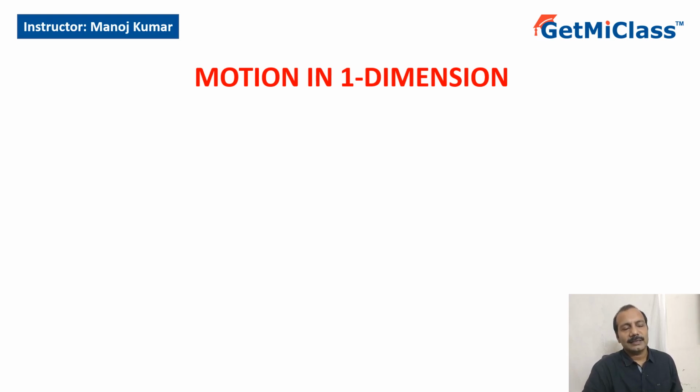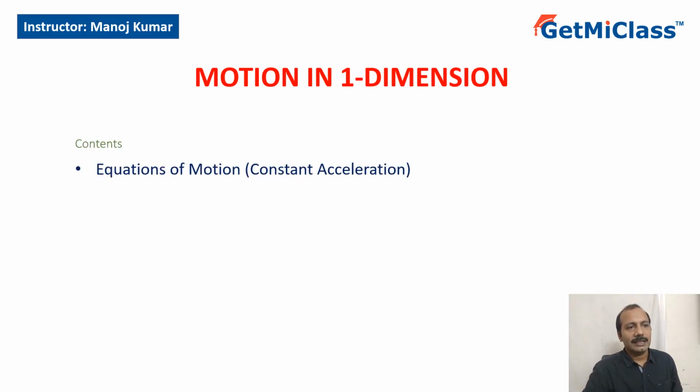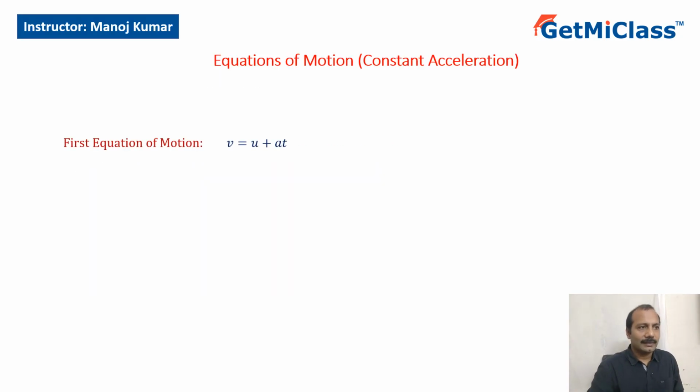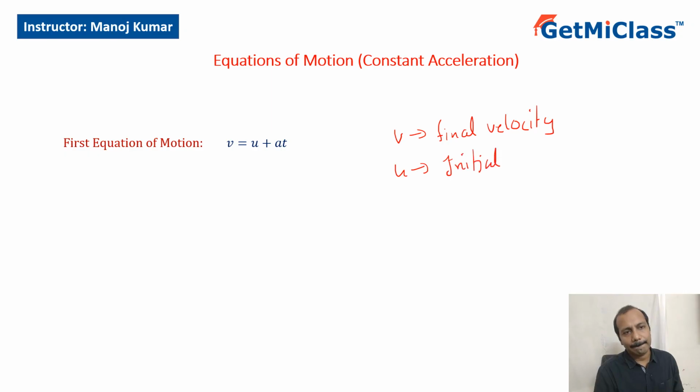Let's look at the next concept in motion in one dimension. And the concept is equations of motion in case of constant acceleration. The first equation of motion is V equal to U plus AT. These terms have their usual meaning, that is V is final velocity, U is initial velocity, and A is acceleration. And this is the terminology that we are going to use throughout the chapter, in fact, throughout mechanics. Right? And T, as we all know, is time.